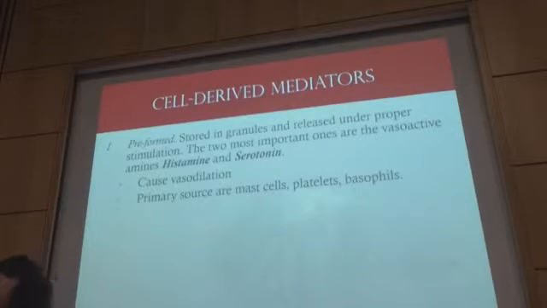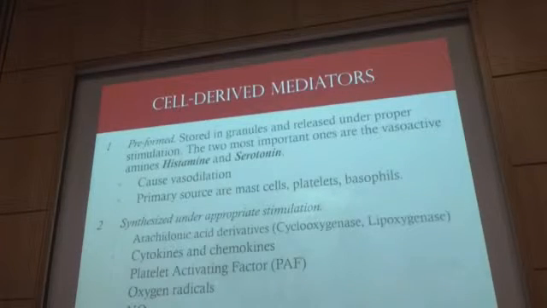All right, guys. Let's talk about some cell-derived mediators. Some of them are preformed, such as histamine or serotonin, formed beforehand and stored in granules. Neutrophils also have a lot of their goodies stored in granules. The primary source of histamine are mast cells, but also platelets and basophils. So it's not produced by, for example, neutrophils or macrophages.